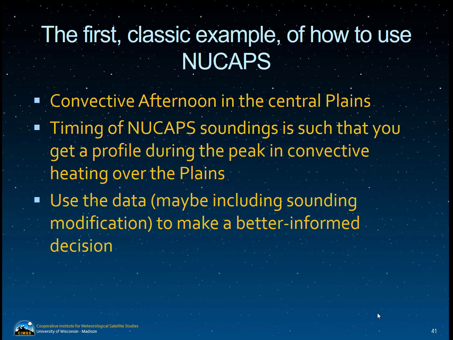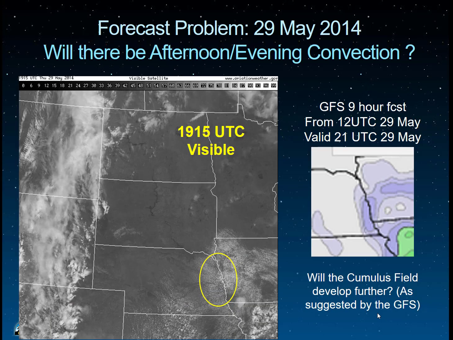It came from Dan Neatfeld, who was then the SU in Omaha. Here we have visible imagery with a scattered cumulus deck, and you'll notice that the GFS is predicting precipitation. Wouldn't it be nice to have a sounding here to say, okay, is this convection going to develop into something that precipitates? And there were NUCAPS soundings on that day.